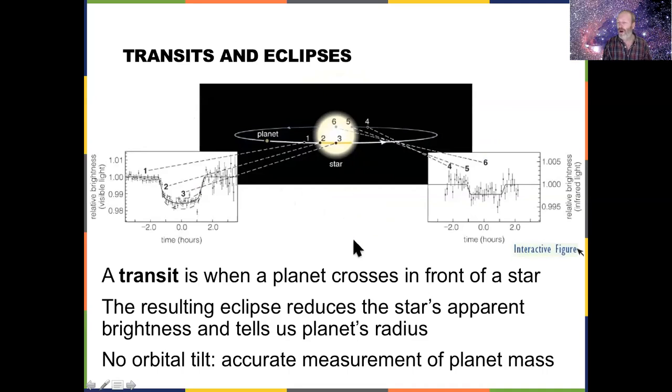We don't often luck out to have things exactly edge on, because sometimes they're going like this. Sometimes that's face on. Most of the time they're at some kind of angle where they're going to miss being right edge on. But if we hit the jackpot and get the edge on here, we can see two different light curves. When the planet is in front of the star, it dims more. When it's behind the star, it dims less, but it dims a little.